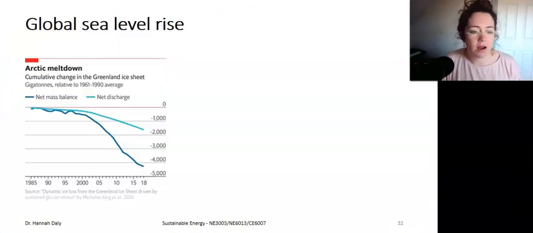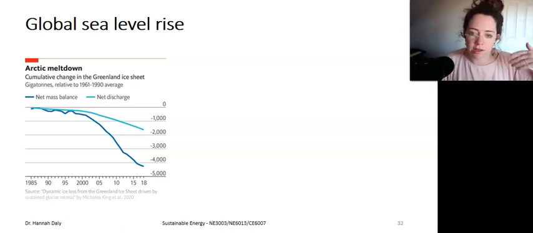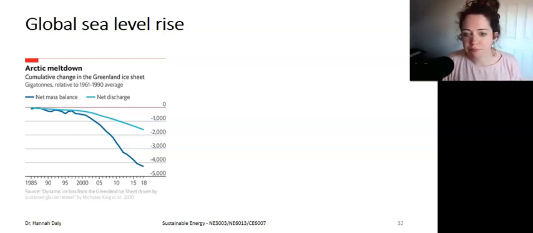Here's some data from The Economist, a recent chart based on that paper. You can see here the cumulative melt from Greenland's ice sheet, the net mass balance, in gigatons, that's billions of tons, is cumulatively nearly 5 billion. So nearly 5 billion tons of water have been melted from Greenland, and this is the net annual discharge, and we're reaching almost 2 million tons a year. That's the net discharge that accounts for the snowfall as well. So that's very, very stark.